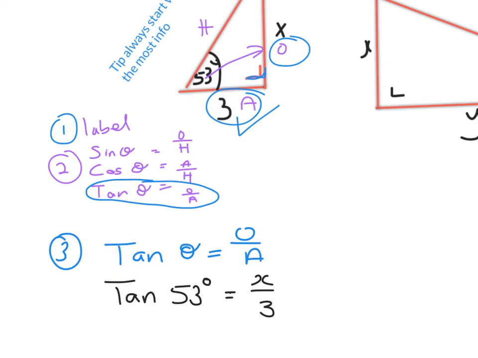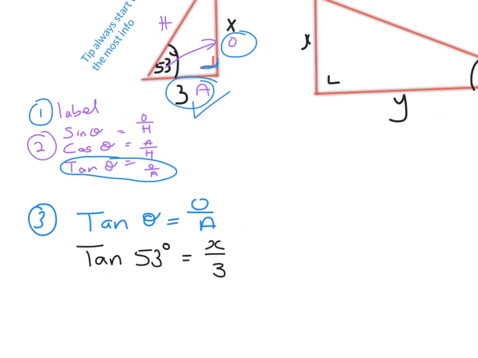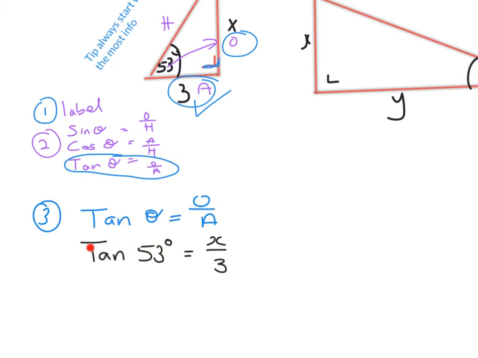Remember, we want x on one side, everything else on the other. But what I can do here is I can figure out what tan of 53 degrees is. And I can actually just do that by typing that into my calculator. So your calculator's at the ready now. Type that in, see what you get. Okay, and I'm getting 1.327 equals x divided by 3.